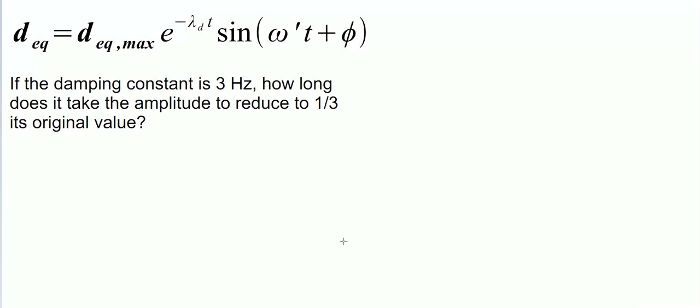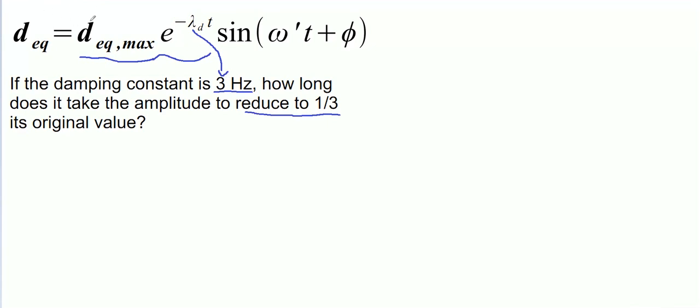Alright, for this lesson, the only example we're going to look at is dealing with an underdamped oscillation. The idea here is that when we've introduced a damping coefficient, we've taken our normal amplitude or maximum displacement from equilibrium and added an exponentially decaying term. If I provided you with the damping coefficient, that's this lambda d here, you might want to figure out how much time it takes for the amplitude to reduce to 1/3 of its original value.